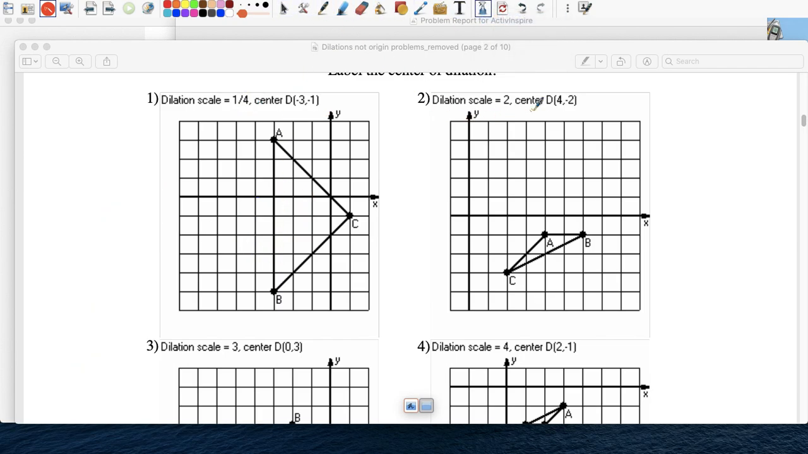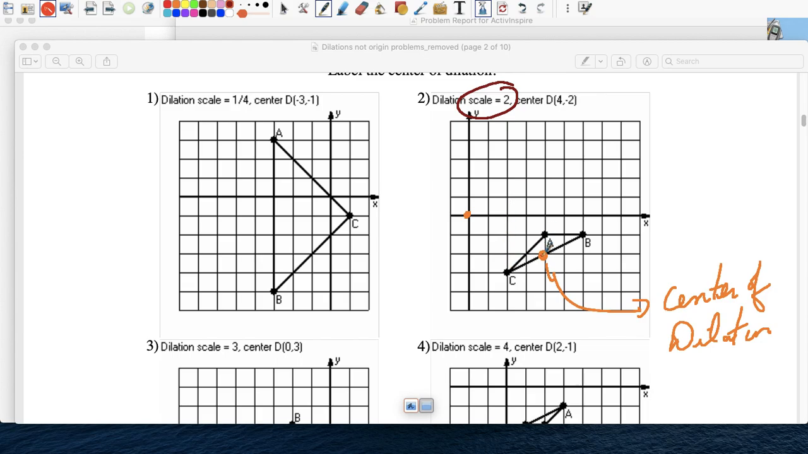Next one, what's the center? 4, -2. So from the center, here's the center. 1, 2, 3, 4, -2. Right here. This is the center of dilation. So everything is going to be based off that point right there. Let's talk about point A, and the scale factor is 2. So we're going to double everything.